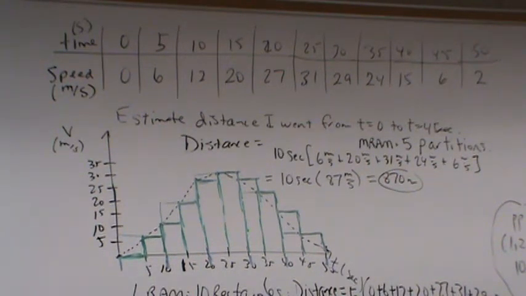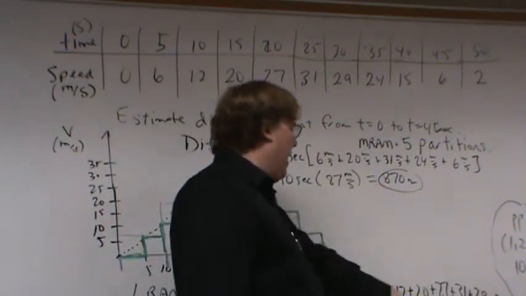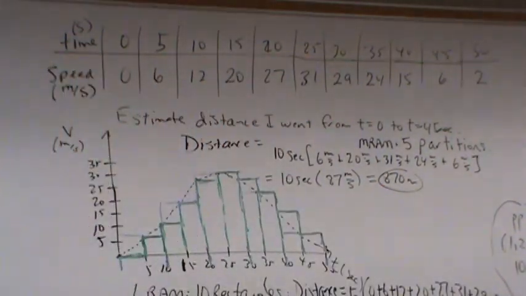That's true. But you see, I just want you to see MRAM with 5 rectangles, LRAM with 10 rectangles. It's close. Remember, this is all just an estimate. Which one's the right one? Who knows what the right answer is? That's the beauty of it.